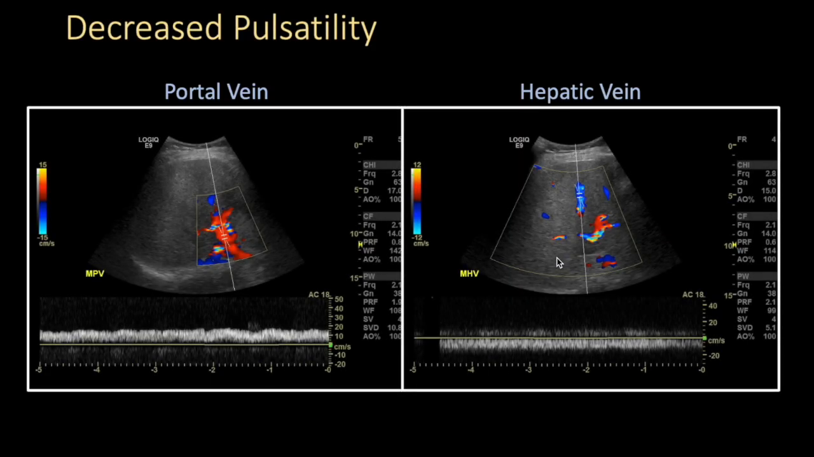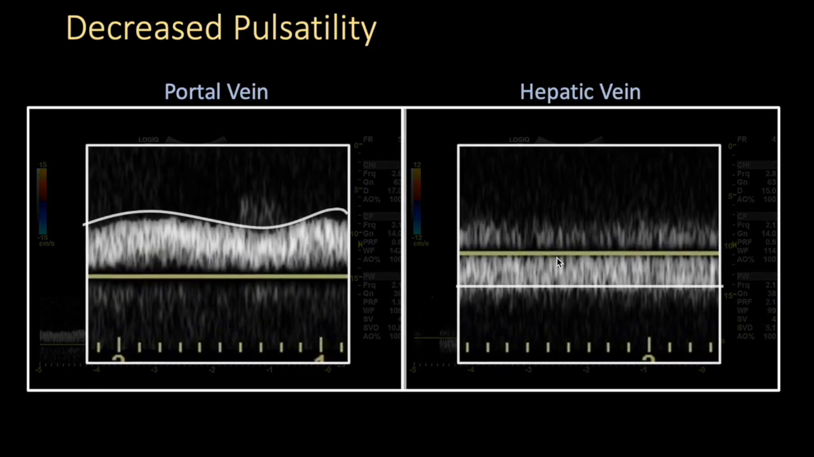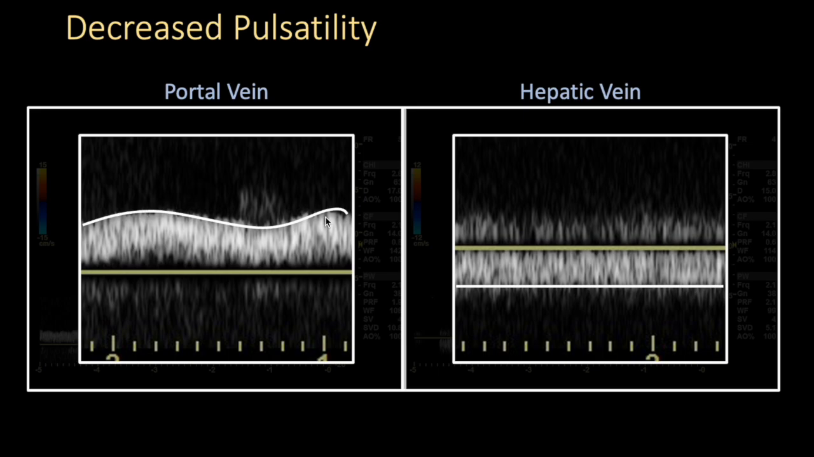Now, what about decreased pulsatility? Well, that's going to be something that looks fairly flattened. So here you can see that the portal vein doesn't undulate as much as it normally does. And then here you can see that the hepatic vein has a very flat-looking waveform. It doesn't have that normal ASVD appearance to it. So that would be decreased pulsatility.